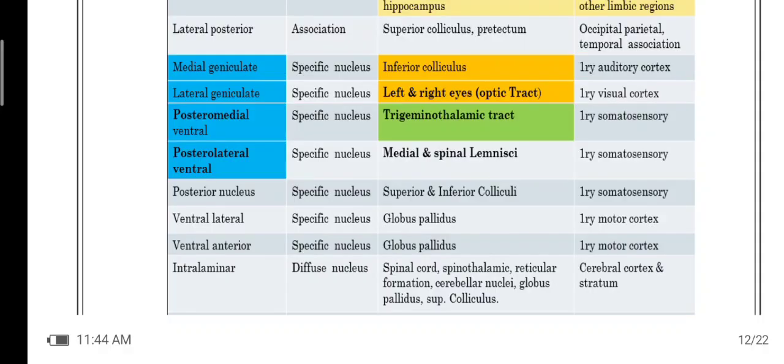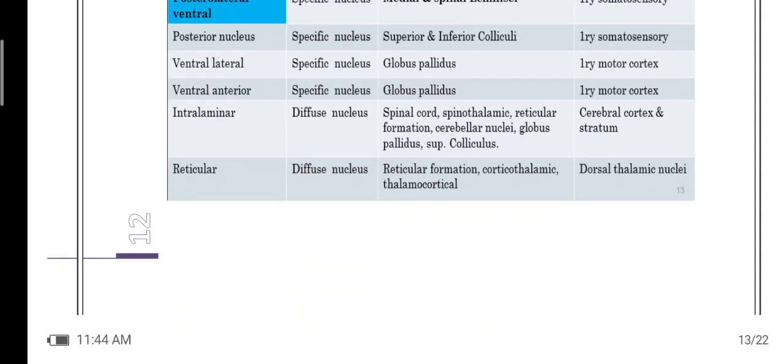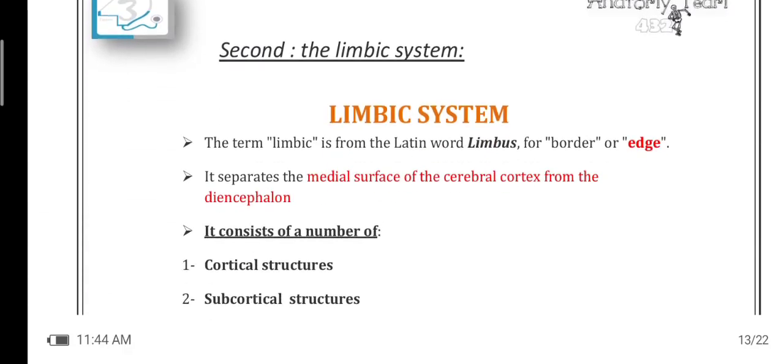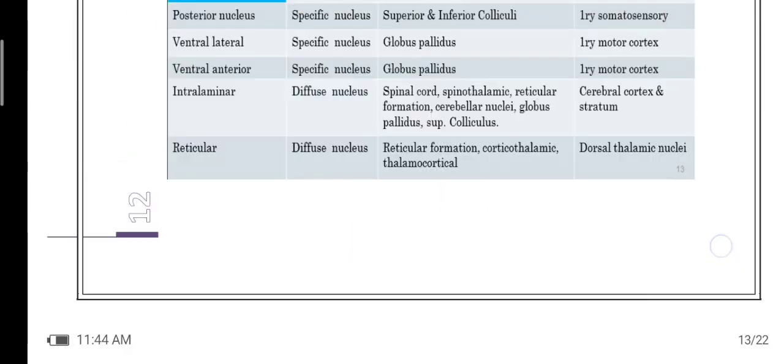The ventrolateral nucleus, the specific nucleus, that is the brachium conjunctivum, the primary motor cortex. Ventral anterior nucleus, the specific nucleus, the brachium conjunctivum, the primary motor cortex. Intralaminar nucleus, that is a different nucleus, the spinal cord, spinothalamus, reticular formation, cerebral nucleus, the cerebral cortex and the striatum. The reticular nucleus, the different nucleus, the reticular formation of the corticothalamic tract and the thalamocortical tract.